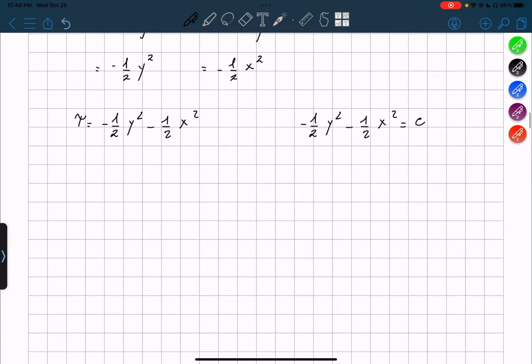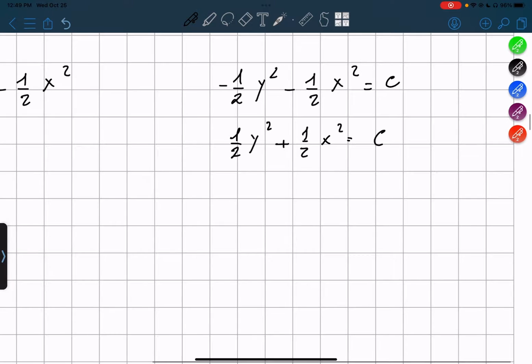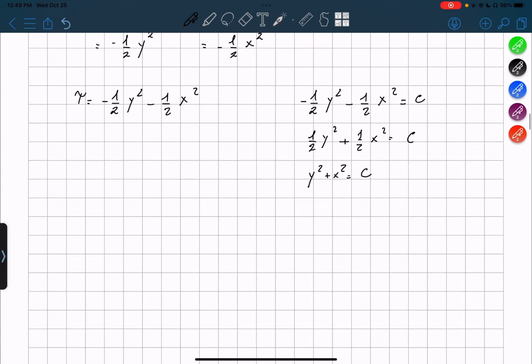Okay, so now I want to get rid of the negatives, and I have 1 half y squared plus 1 half x squared is equal to negative c, but just c, so we just say c again, it doesn't matter. Our constant can be whatever we want, so we put a negative in front. Then multiply both sides by 2, so y squared plus x squared is equal to 2c. Again, it's our constant. If you multiply by 2, it's still going to be a random constant, so it's just going to be c again. So now we've proved that our stream function is just a circle, a concentric circle with radius.